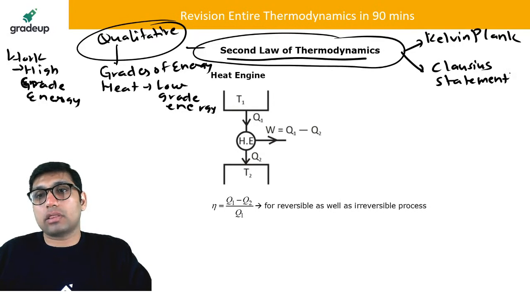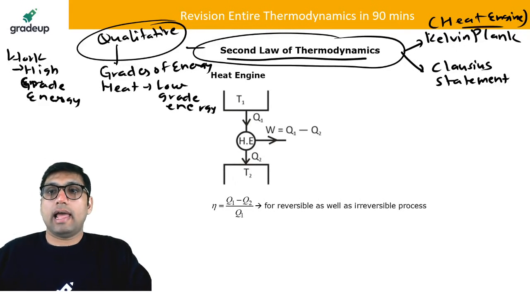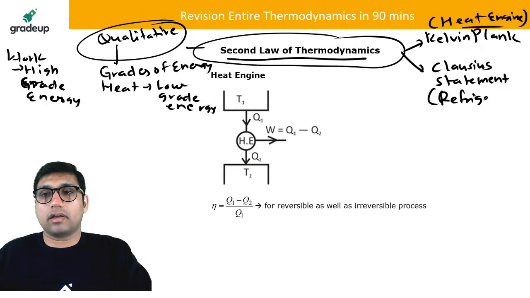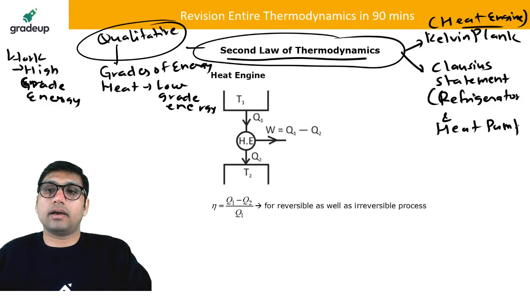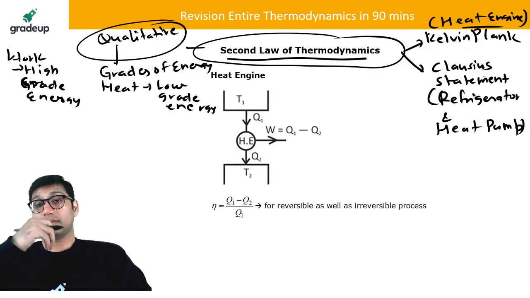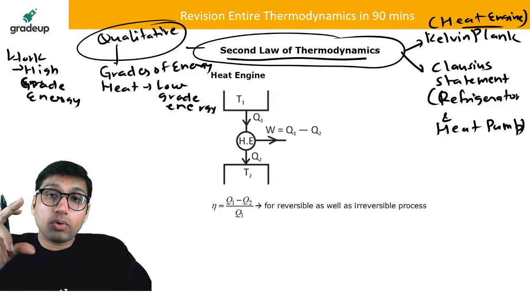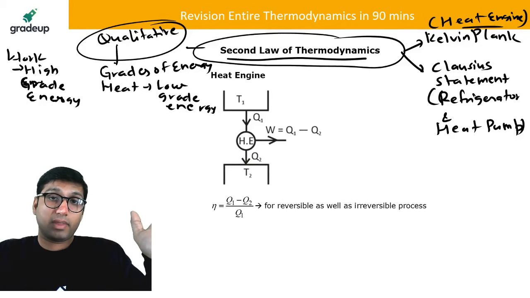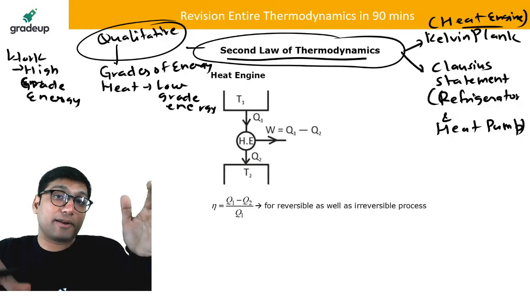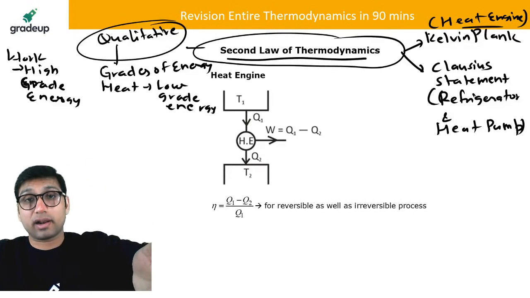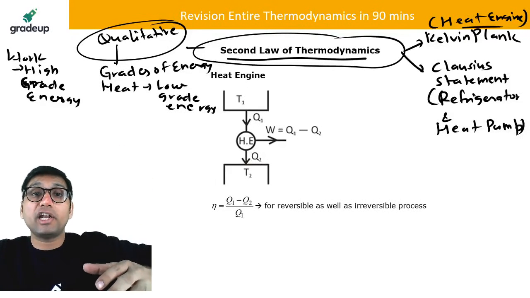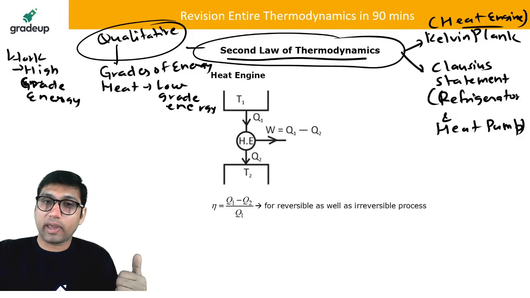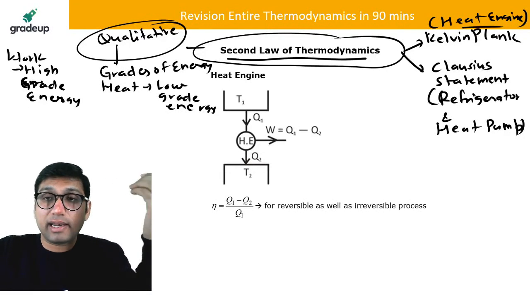The Kelvin-Planck statement basically talks about the heat engine. The heat engine has been given by Kelvin-Planck, and Clausius has given the concept of the refrigerator and heat pump. So what does Kelvin-Planck say? It is impossible for any device to exchange heat with a single reservoir and convert it into work without rejecting some heat to another reservoir. This is basically said by Kelvin-Planck.